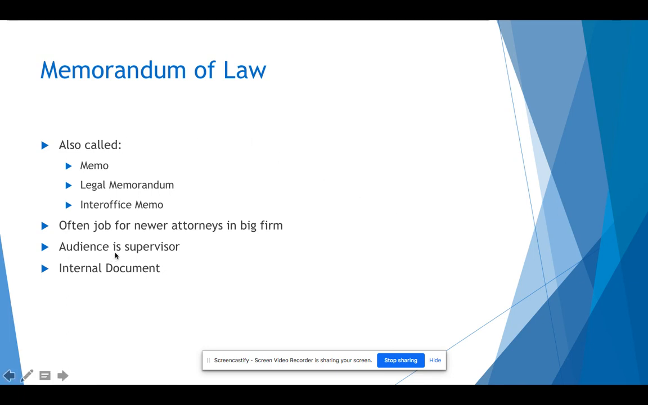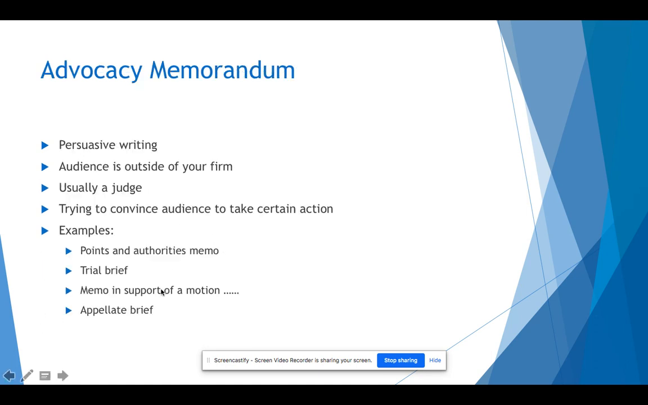Okay, so back to memorandum of law. If you go to law school and you start working at a big firm, you might be assigned memos. You'll be assigned memos in other courses here at Harper. The audience is your supervisor. It's an internal document, and again, it's a predictive form of writing. Okay, this is our Advocacy Memorandum.